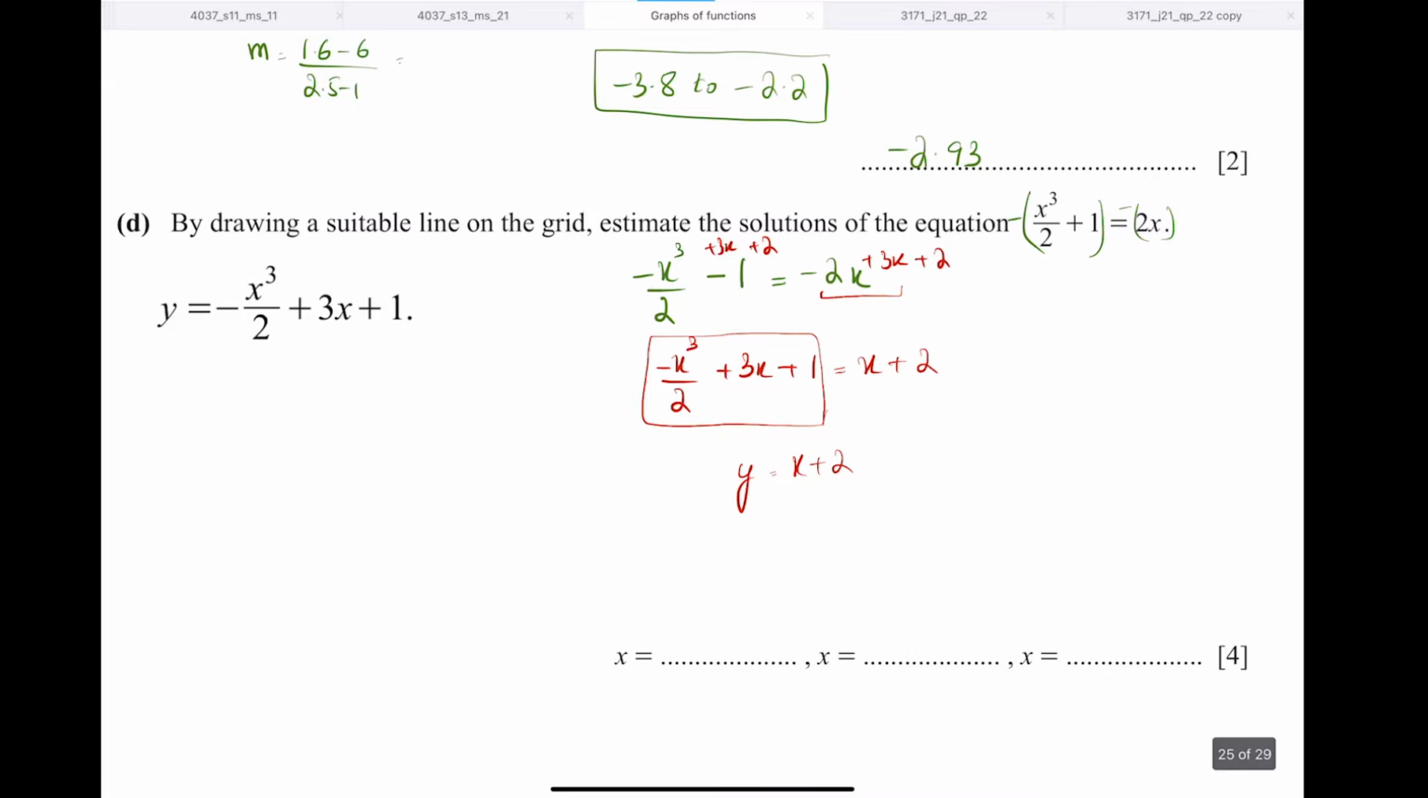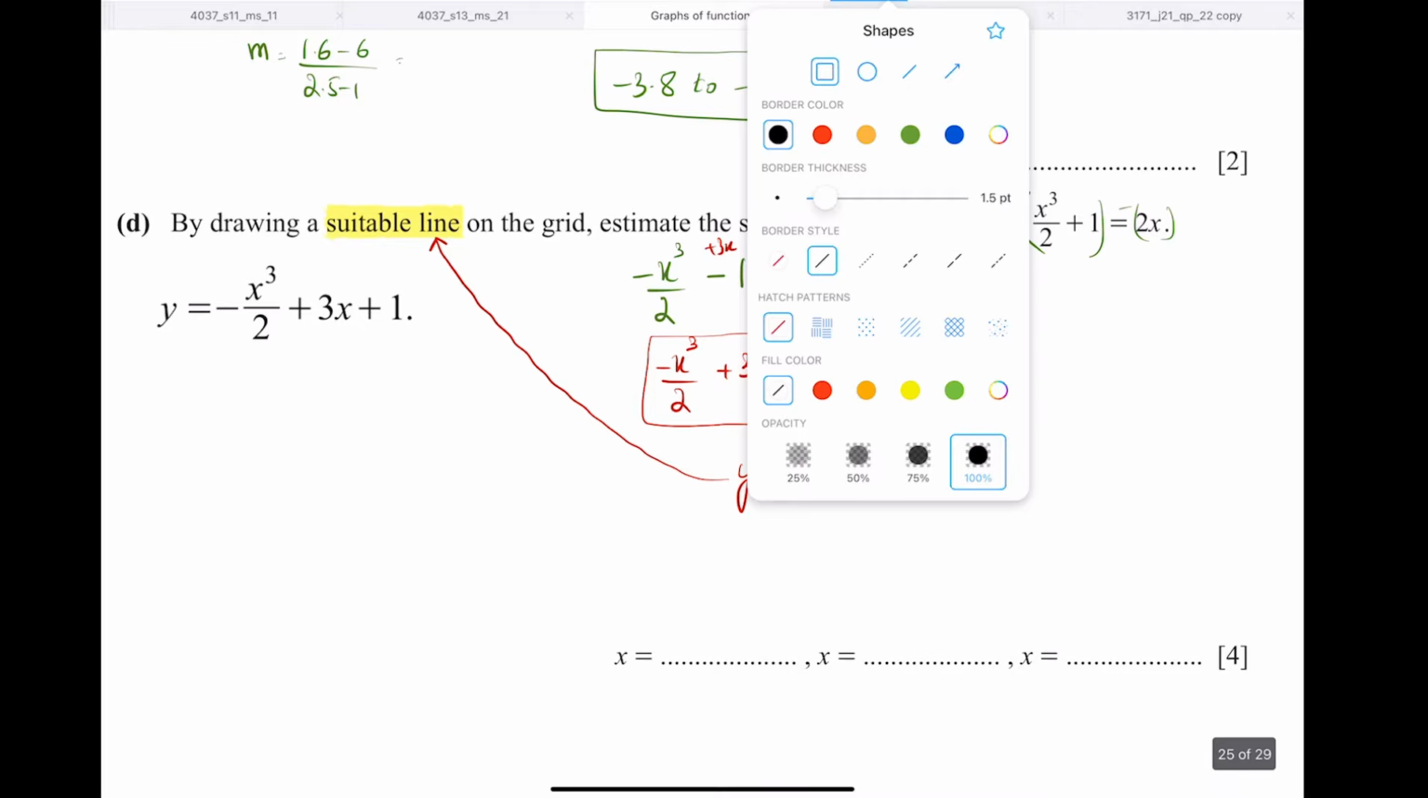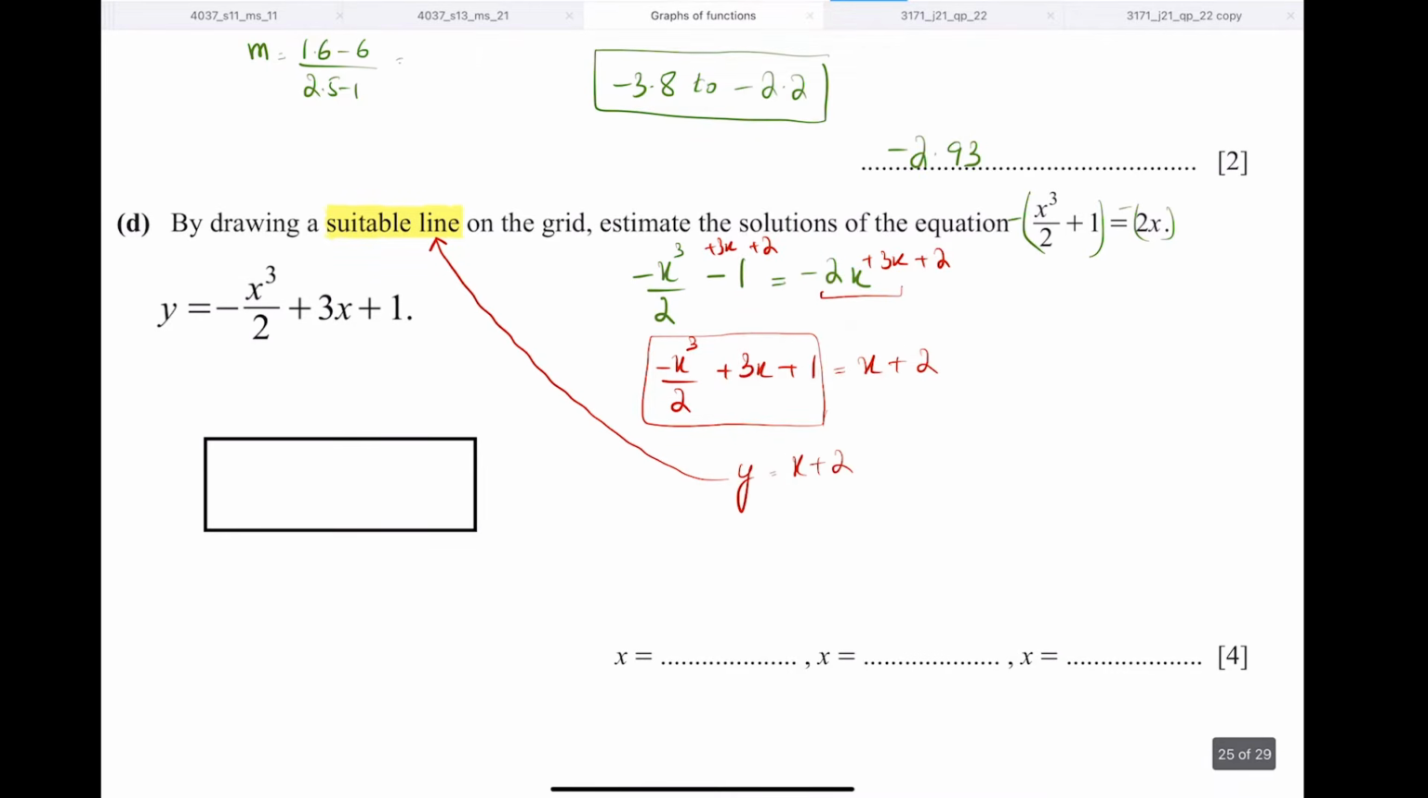When the question said, by drawing a suitable straight line, what is the suitable straight line that we need to draw? This is the suitable straight line that we need to draw. Now, in order to draw this line, this sadly is not a horizontal or vertical line which you can draw without any effort. For this, you need a few points.